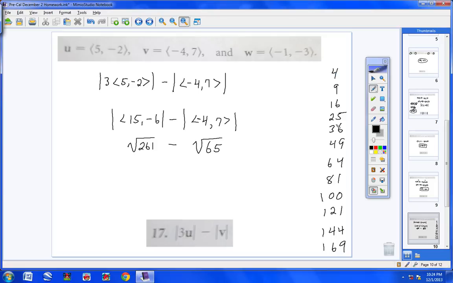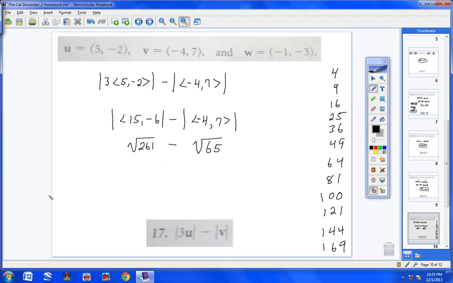If any of these numbers divide evenly into these numbers, then you know that you can simplify the radical. But if you look at this list of numbers and take your calculator and try, you'll see none of these numbers divide evenly into 261. That's how you know you can't break it down. And none of these numbers divide evenly into 65, so you know you can't break it down.